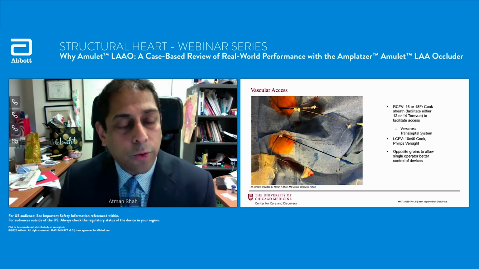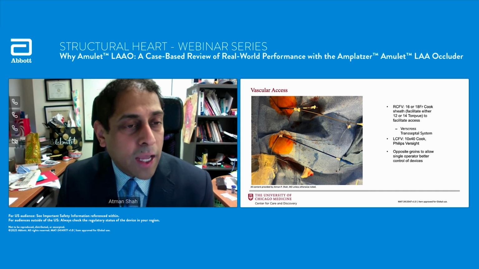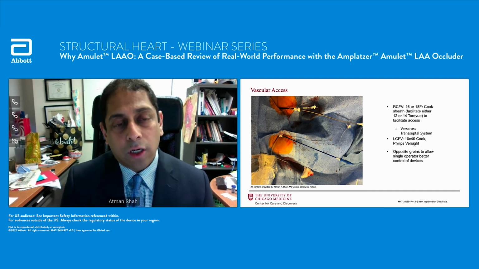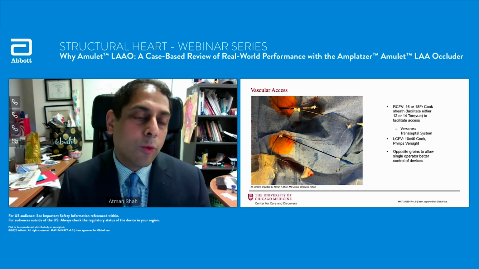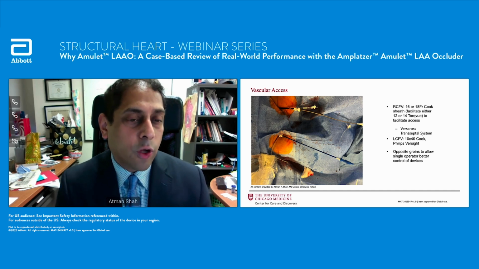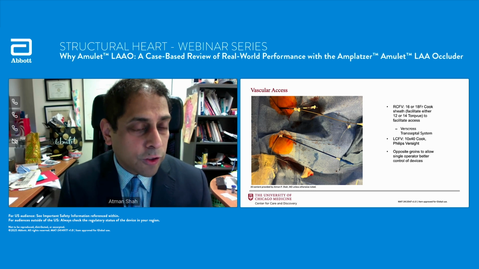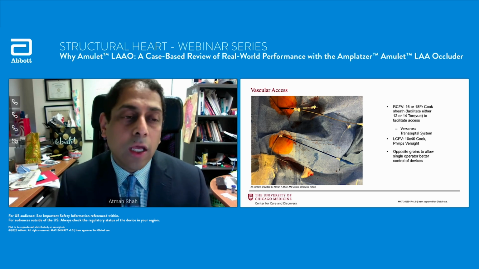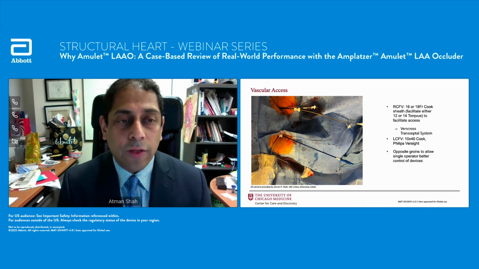What we like to do is I get bilateral femoral venous access. These patients are all done under conscious sedation in the cath lab. With the CT, I'm able to determine whether or not I need a 12 French TorqueView or a 14 French TorqueView, and I subsequently put a Cook sheath, either a 16 or 18, in the right side, and then a long 10 French on the left side.